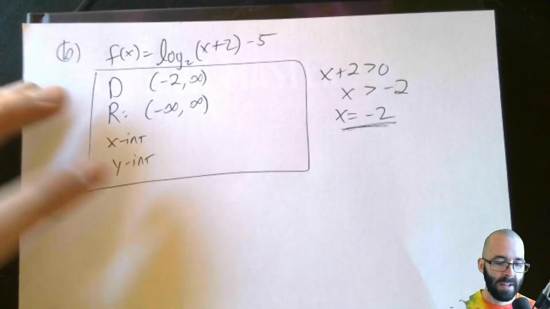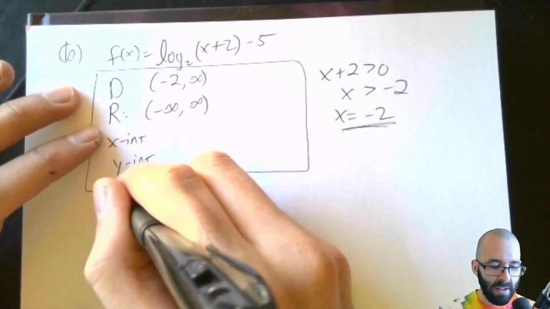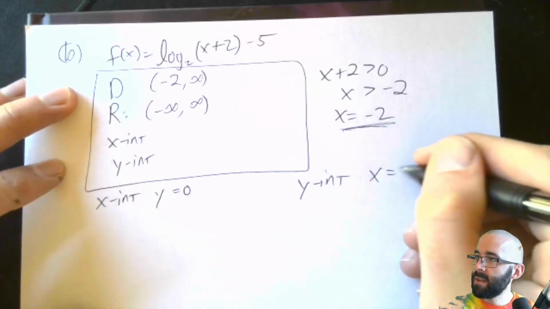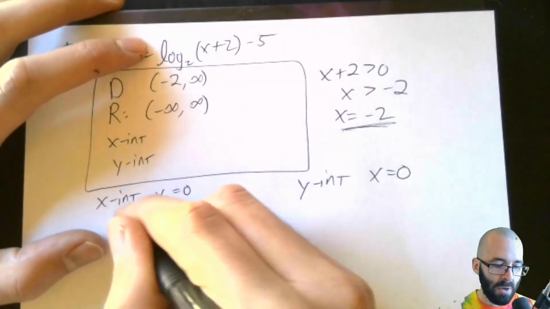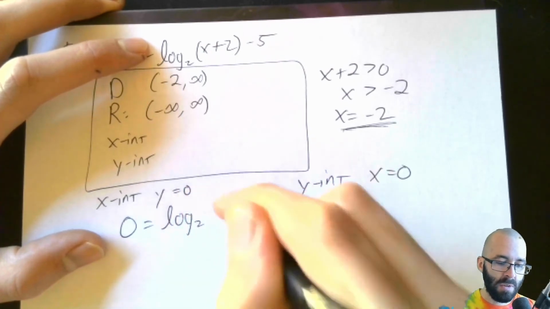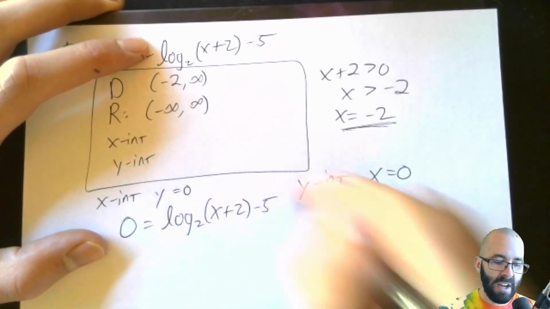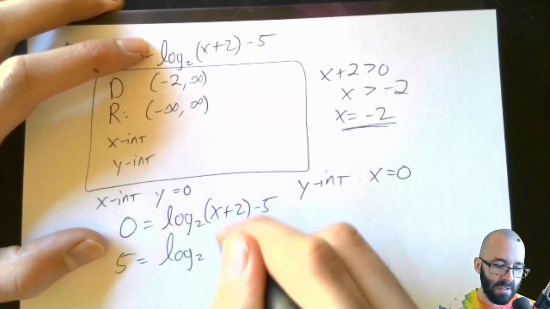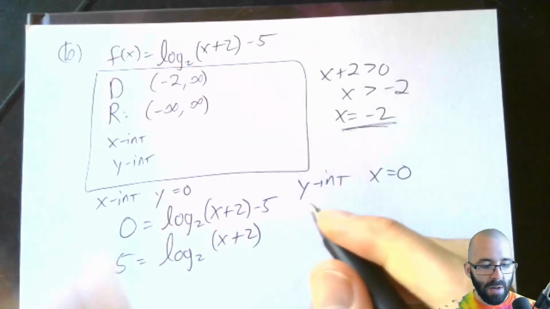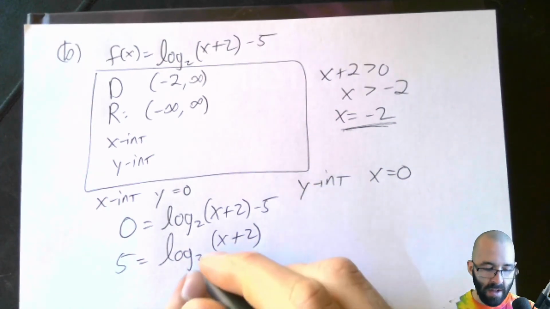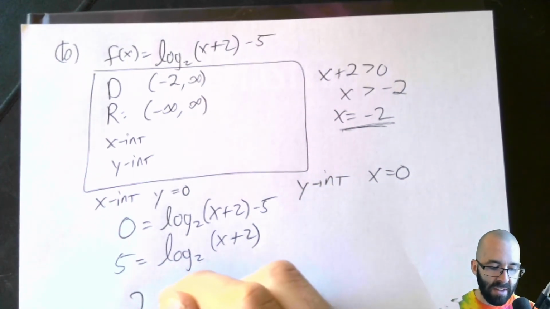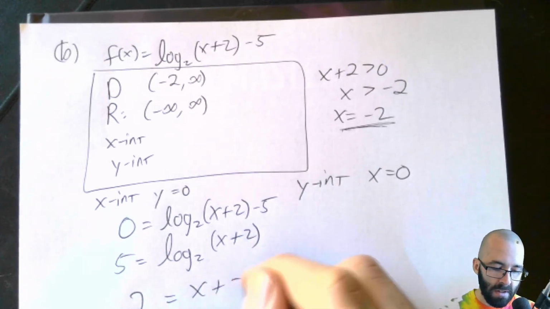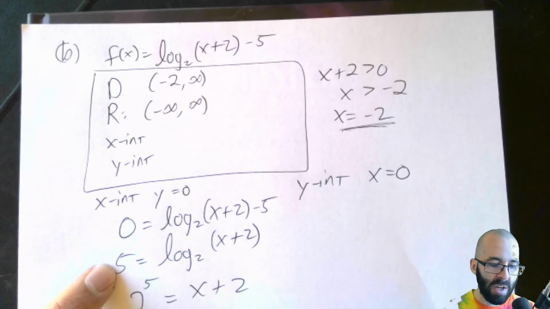All right. X-intercept's a little harder. X-intercept is when y equals 0. The y-intercept is when x is 0. So when is 0 equal to log base 2 of x plus 2, minus 5? Add 5 to both sides so we can get the logarithm by itself. And now we're going to put this in exponential form. Base of the logarithm becomes the base of the exponential. The input becomes the output, and the output becomes the input.